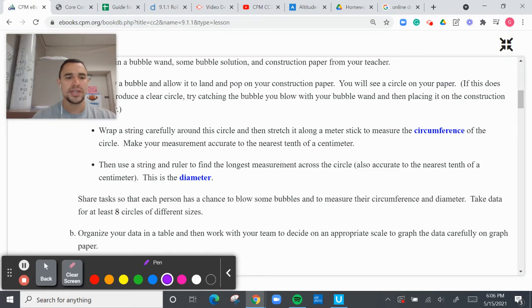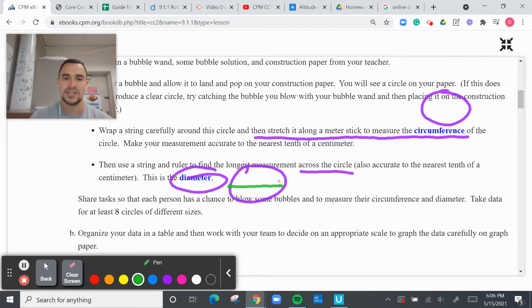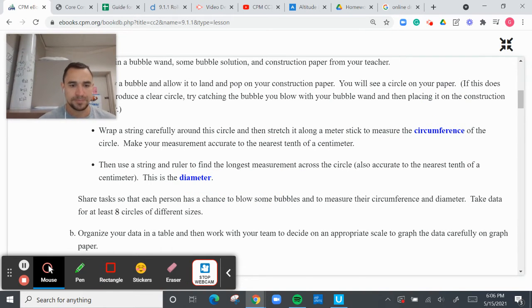It says wrap a string carefully around the circle and then stretch it along the meter stick to measure the circumference. And unfortunately, we can't do that right now. But if you measure it across the circle, that is the diameter. So those are the two things. Circumference is around, diameter is straight through the center from one side to the other. Just little definitions, but we'll get into measuring soon enough.